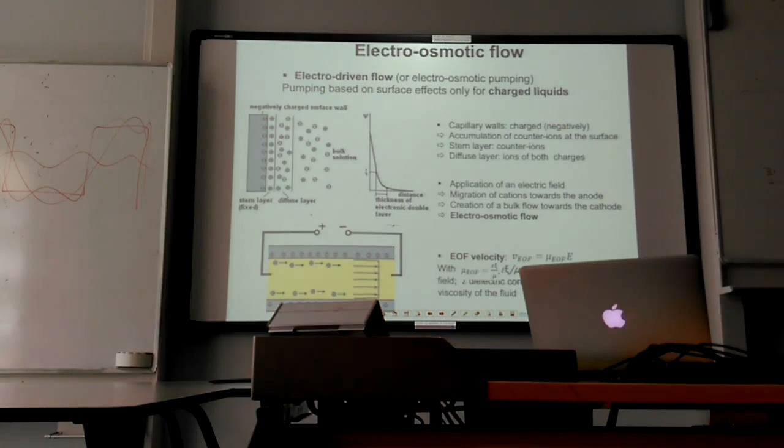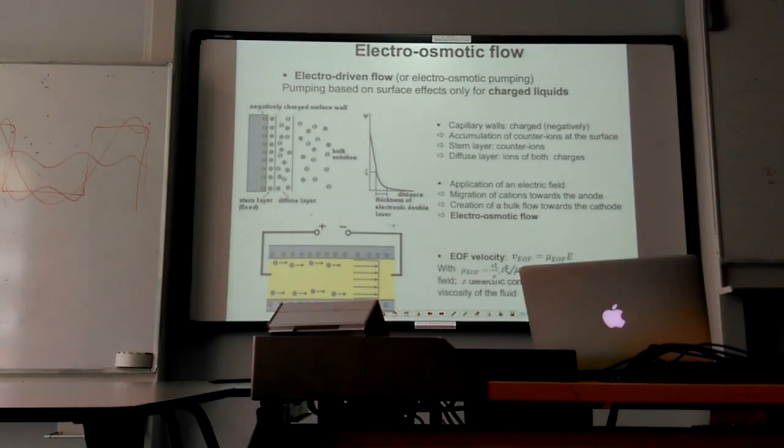Okay. And then you can quantify your electroosmotic flow, which depends on the electric field you apply. If your electric field is higher, then you have a higher mobility of your ions, which is called the electrophoretic mobility, so the mu. What is important is that this mu will depend on the surface properties.